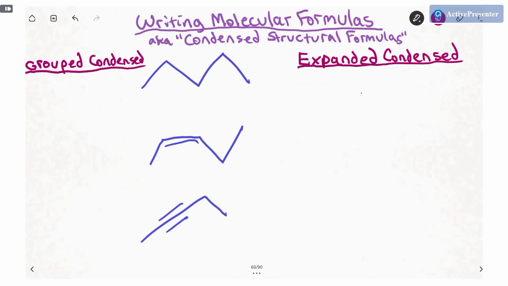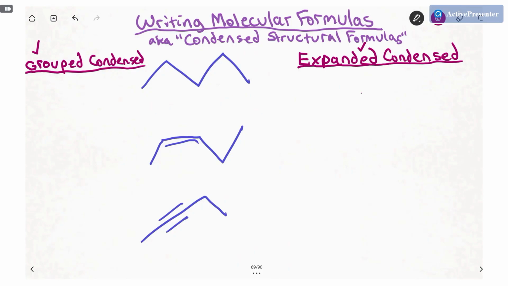Okay, so when we were just naming these molecules, I bet you might have noticed that I had the actual formulas right next to them, and they may or may not have made that much sense to you. So we're just going to go over this really quickly, because it's very important that you're able to read this stuff. So we have 2 condensed structural formulas. There's 2 different types. There's grouped condensed, and there's the expanded condensed.